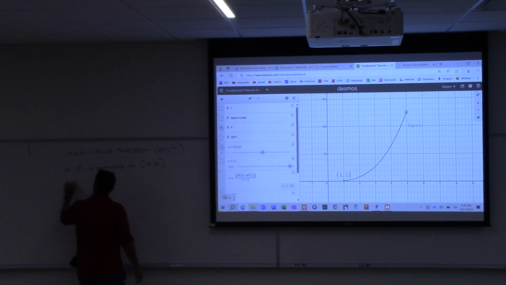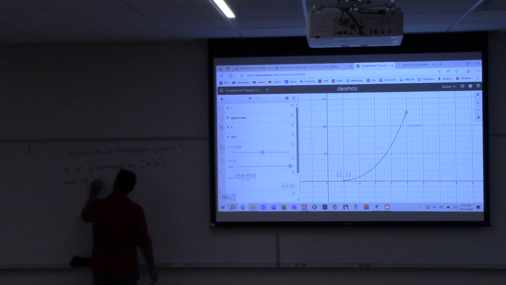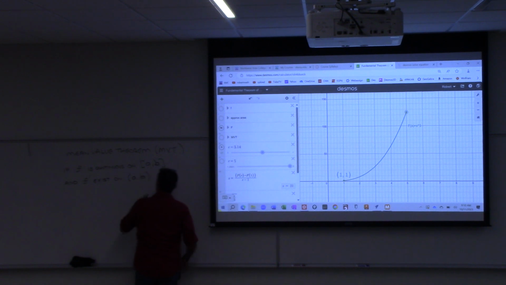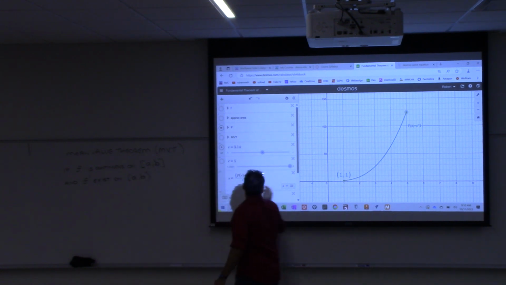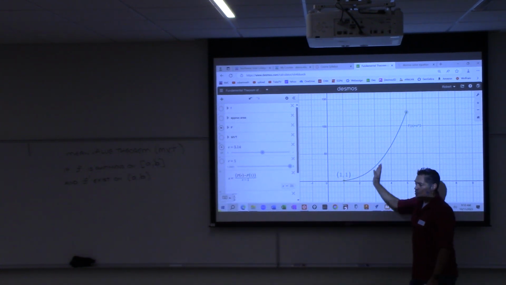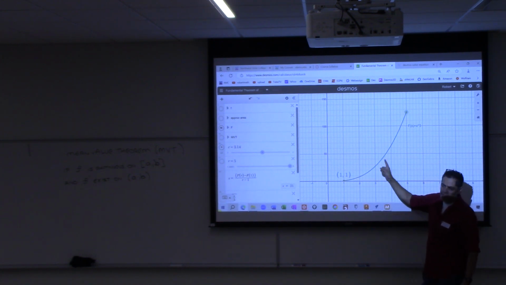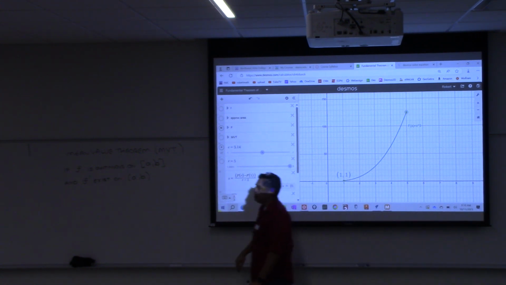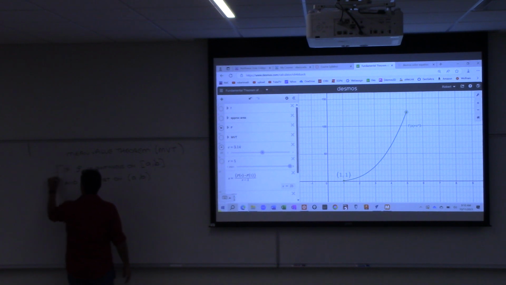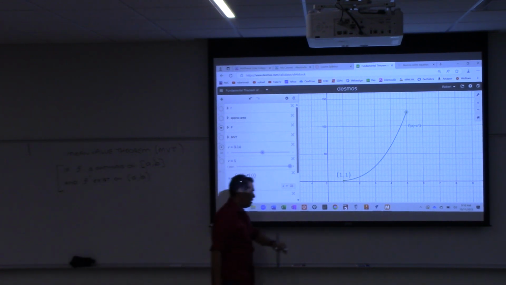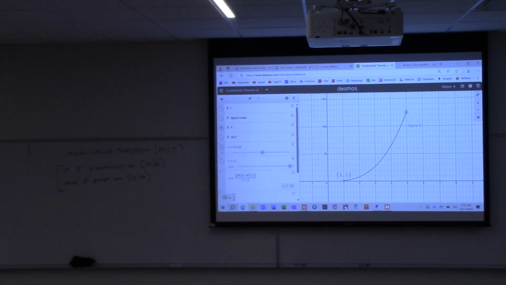And f prime exists on the interior of AB, which means that inside of here, you can take the derivative and it exists. So at every point in here, we have a slope of a tangent line, right? That's what the derivative is, slope of a tangent line. So everywhere in here, the derivative needs to exist. If those two conditions are true, okay, so this is the assumption. We assume that part of it. So if that's true, what's the result?